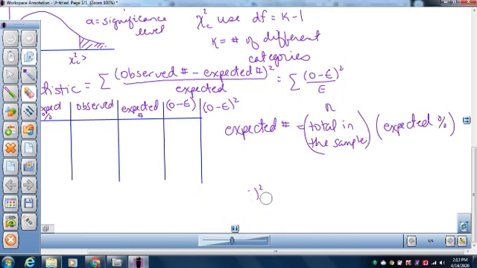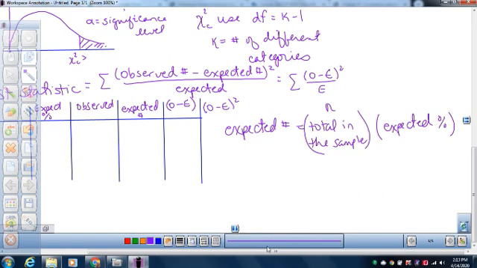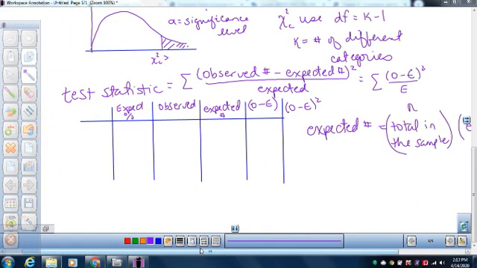You're going to take each of those, divide it by the expected, and add them all together. So once you have done your rejection region and you add up that observed minus expected squared divided by expected, if it's greater than the critical value you found, you reject. If it's not, you fail to reject.